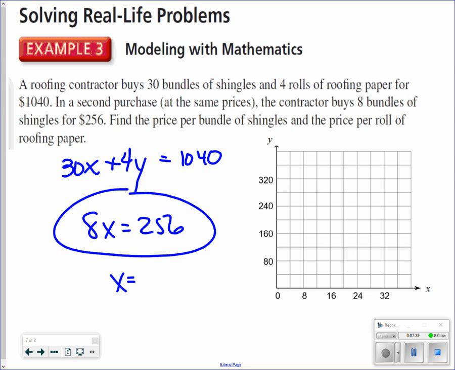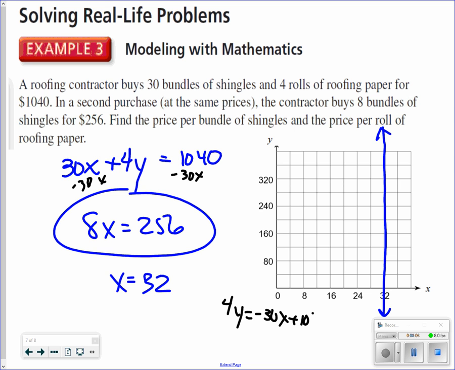They're telling me that 8 bundles of shingles is $2.56. So if I go ahead and divide by 8, x equals 32. So if I was going to graph this, an x equals line, it'd be a straight up and down line at 32. Now the other one is a little more challenging to graph. And again, you can actually find this example in your book, but I'm going to solve this top one for y. So I'm going to subtract 30x. 4y is equal to -30x plus 1040. And then I'm going to divide everything through by 4. So y is equal to -15/2, or -7.5x, plus 260.